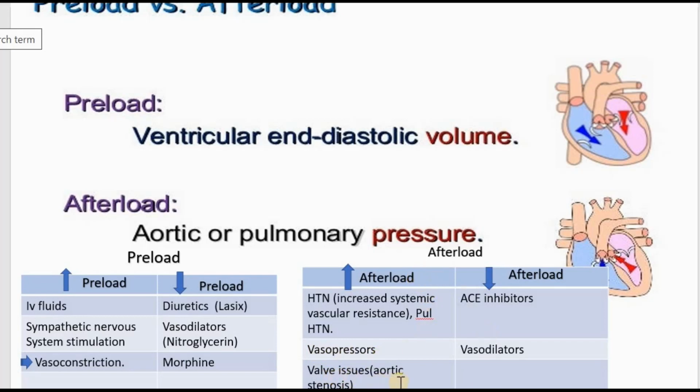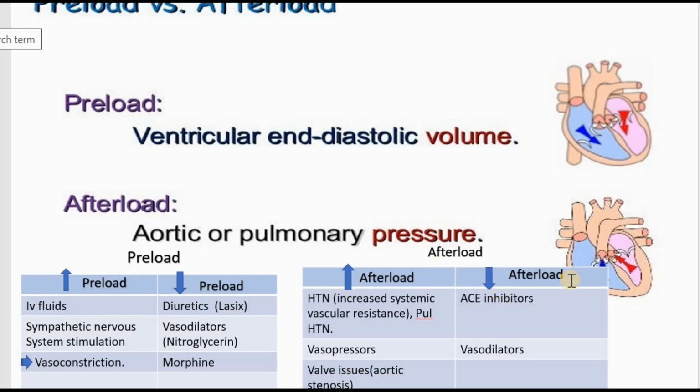Now the third is valve issues. Example aortic stenosis. So left ventricle pumps blood into the aorta, and the aortic valve is present at the opening of the aorta. So the aortic valve has to open to pump blood into the aorta. What happens if there is a valve issue? Like the aortic valve cannot open, it's narrowed, it cannot open. So to open that valve, again the ventricle has to exert more pressure than normal, so that the valve gets open and it can push blood into the aorta. So whenever there is a valve issue, the ventricle has to exert more pressure. When there is more pressure, afterload increases.